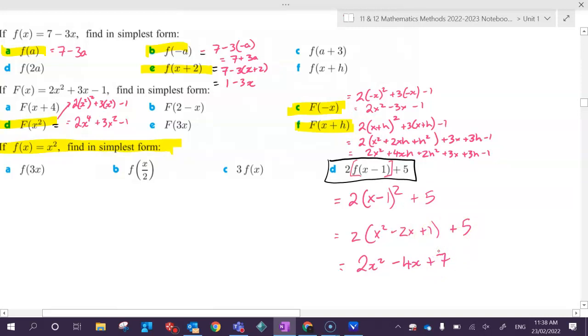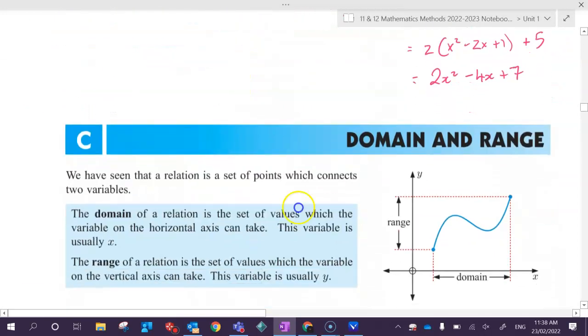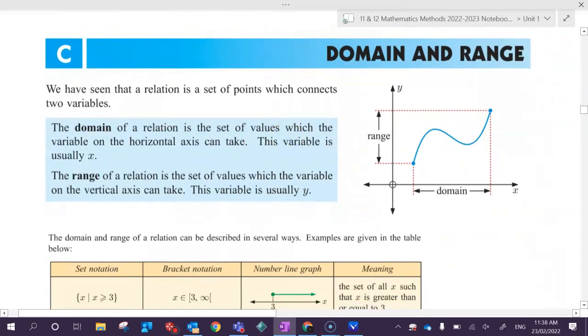Anybody need any help with any of those? Happy enough? If Ed's happy, we're all happy. That's good. All right, last little bit.